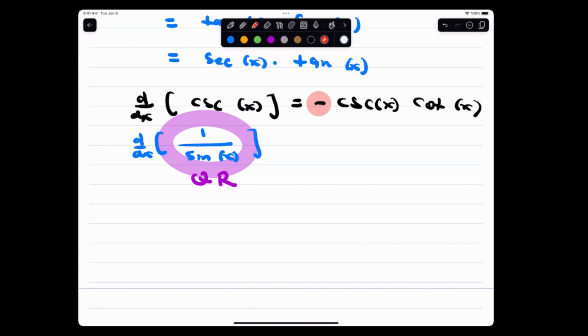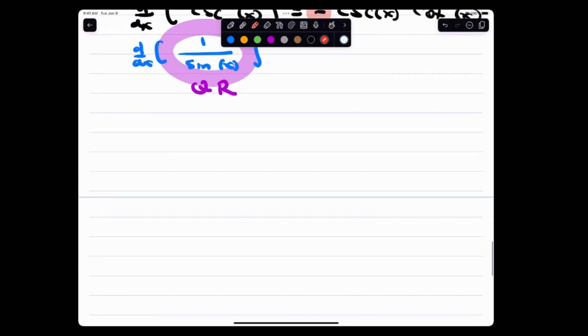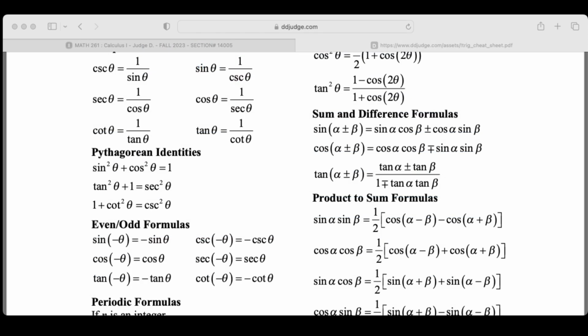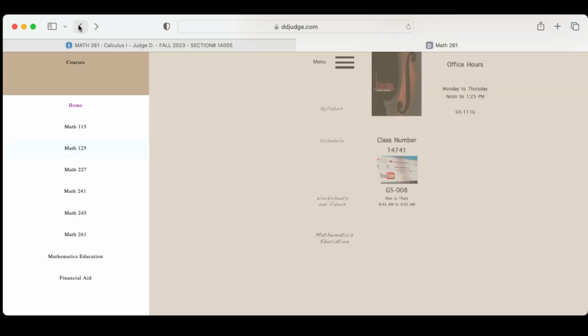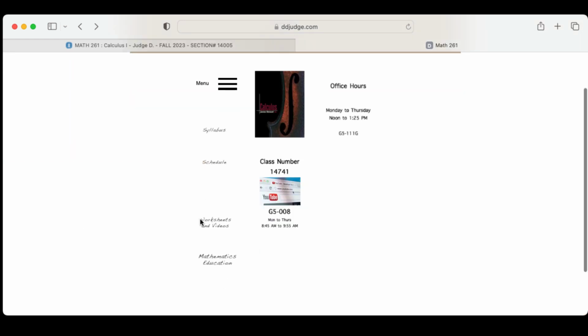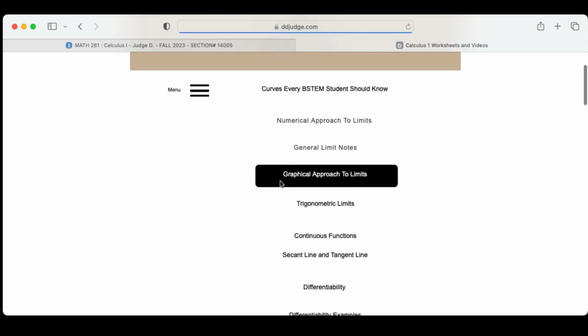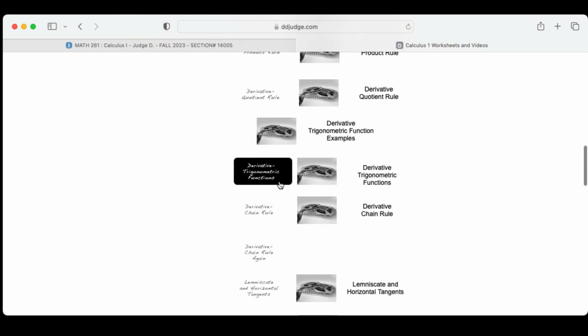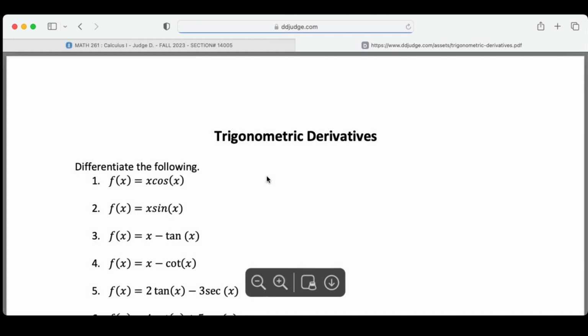And I recommend that you guys know those derivatives like you know your name. And you go, really? Why? Because to get started on some of this, take a look at the resources I pointed out for you guys. 261, right in here. Derivative of trigonometric functions, right?